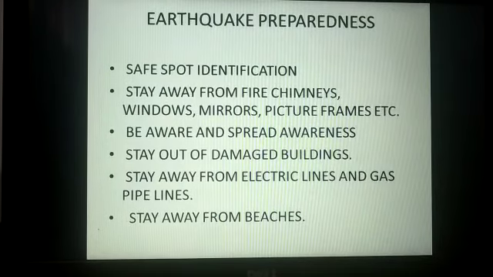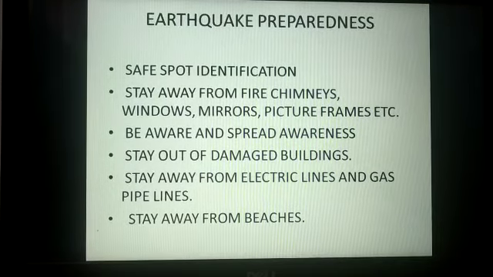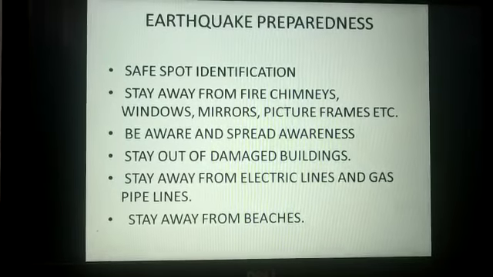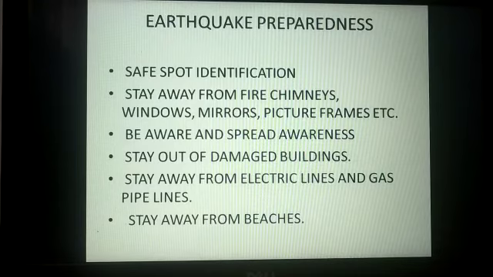Now let us learn about earthquake preparedness, meaning the do's and don'ts when an earthquake occurs. So first of all, the safe spot identification. A person should look around and find a safe spot to protect himself from the earthquake. He or she can take shelter under a kitchen counter, table or desk against an inside corner of a wall.